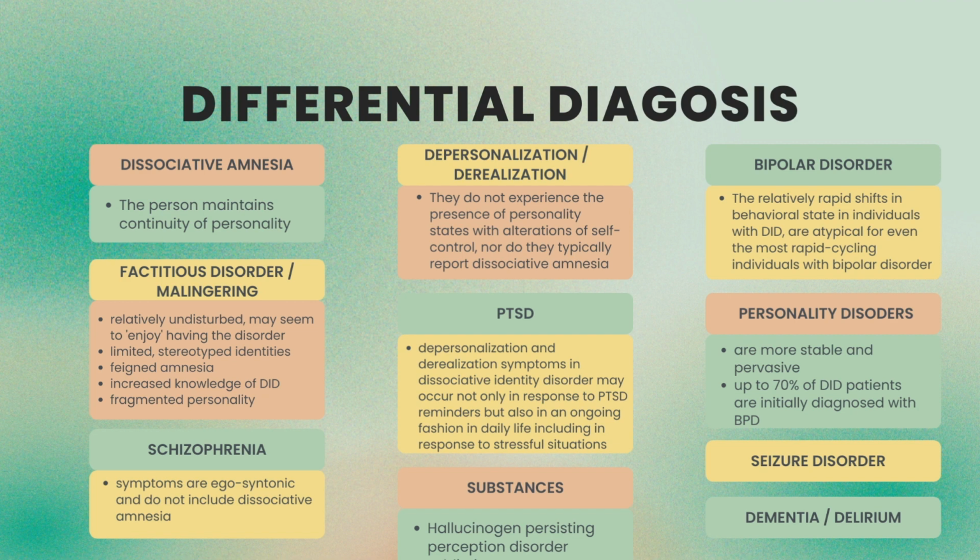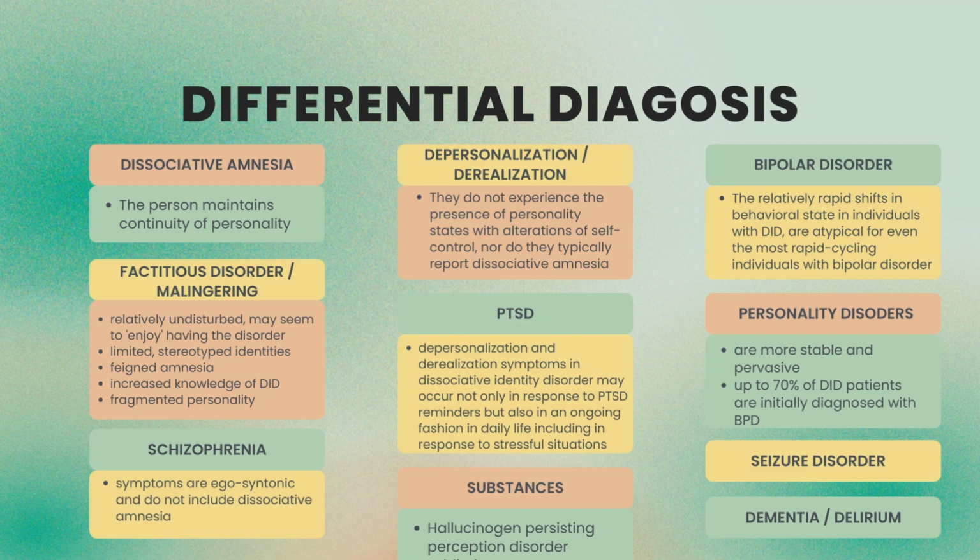In bipolar disorder, the relatively rapid shifts in behavioral state in individuals with DID, usually within minutes or hours, are atypical even for the most rapid cycling individuals with bipolar disorder. That's something that you really pay attention to. There's a lot of misdiagnosis of people with bipolar 2 who actually have dissociative identity disorder, from what the research says. So we want to pay attention to this rapid cycling. If somebody is going in several hours or even a couple days between depressed and hypomanic, we want to take a look at that, because it's really, really, really fast, even for cyclothymia or bipolar 2.